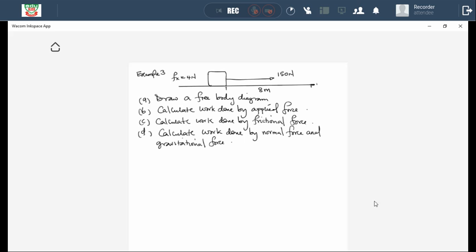You can all see there what we presented: a block on a surface, and we normally represent our surface with those lines to show that that is the surface. This block is going to move a displacement of 8 meters, being pulled by a constant force applied of 150 newtons, and it is experiencing a constant kinetic friction of 4 newtons. And this is our example number 3.